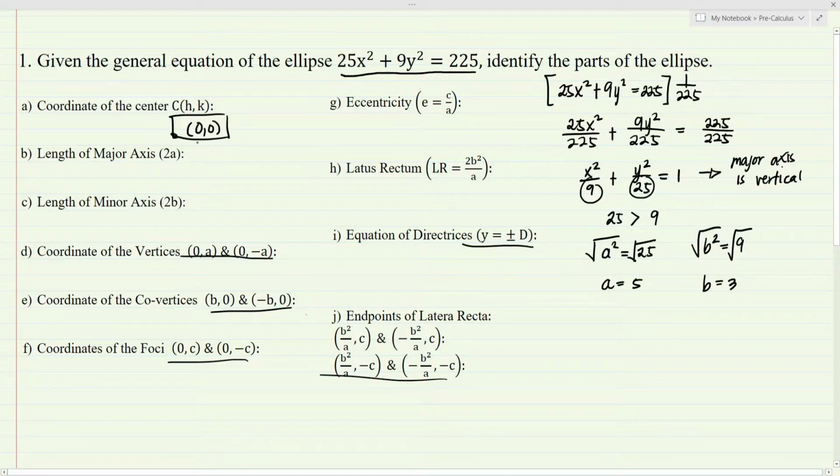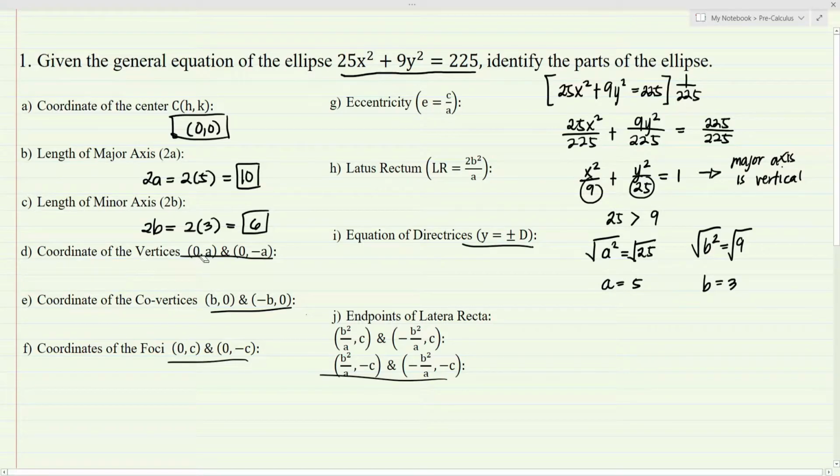Next, for the length of the major axis, that would be 2a. We've already solved the value of a, and that is 5. So the length of the major axis here would be equal to 10. As for the length of the minor axis, which is 2b, I would substitute the value of b, that is 3. Therefore, the length of the minor axis will be equal to 6.